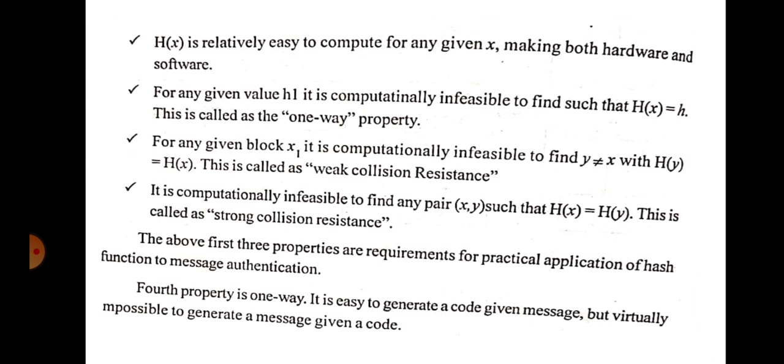And the fourth one is that for any given value h, it is computationally infeasible to find x such that H(x) is equal to h.